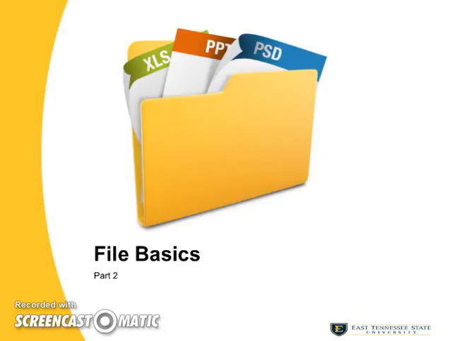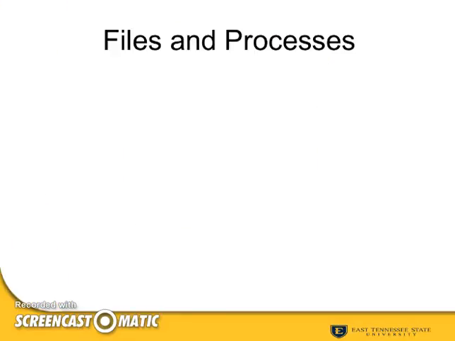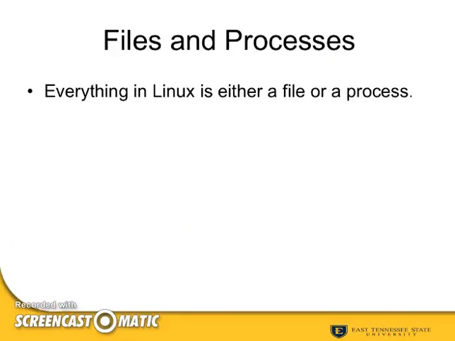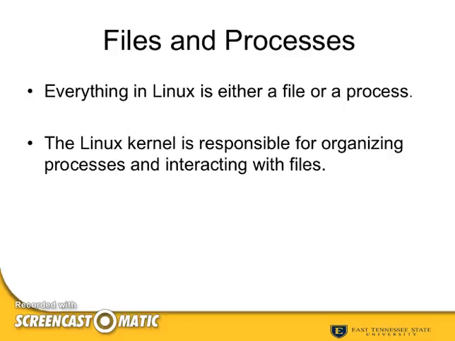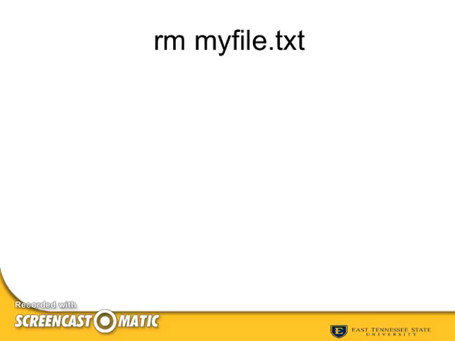In this video, we'll be discussing file basics. Everything in Linux is either a file or a process. A file is a collection of data with a location called a path. A process is an executing program identified by a unique process identifier, usually abbreviated to PID. The Linux kernel is responsible for organizing processes and interacting with files.